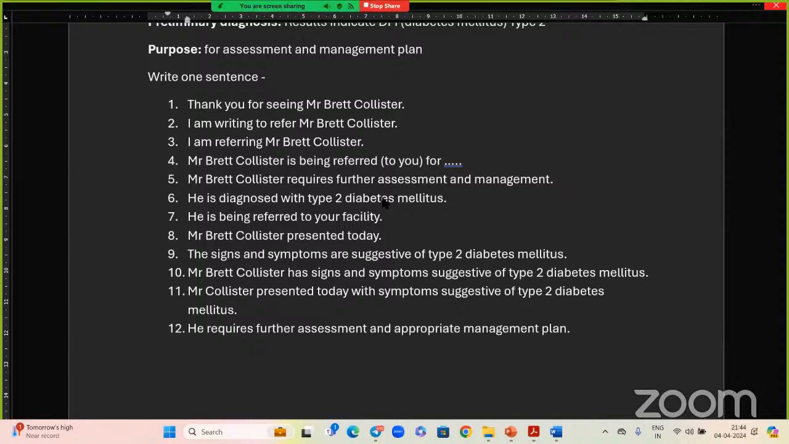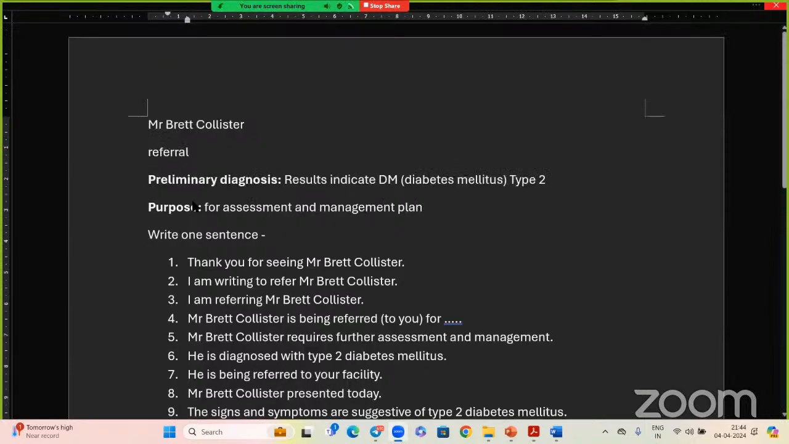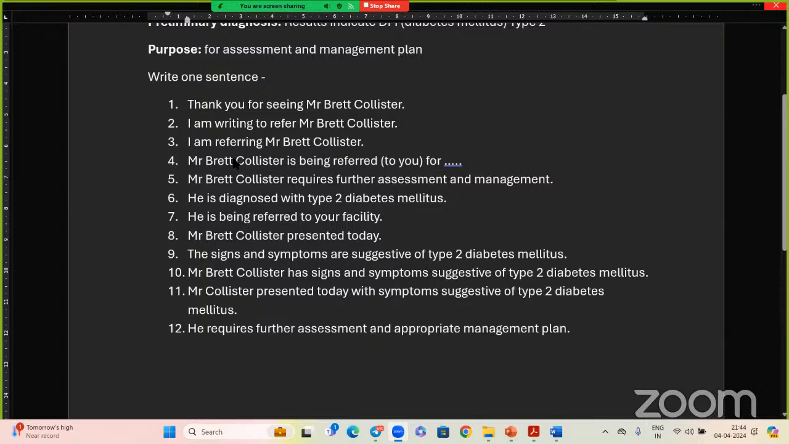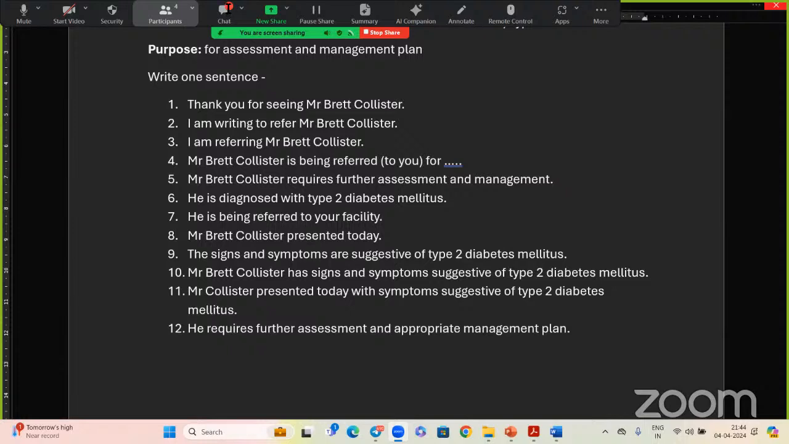Try to build your own sentences using these points. We are not repeating, we're just learning sentences. See, 12 different types of sentences. This is one type, this is one type, this is one type. Anywhere you write afterwards, that is a different thing. You can write in the introduction. You can write in the conclusion, multiple sentences.